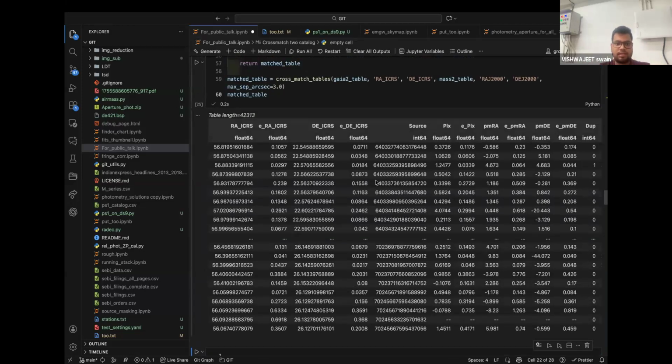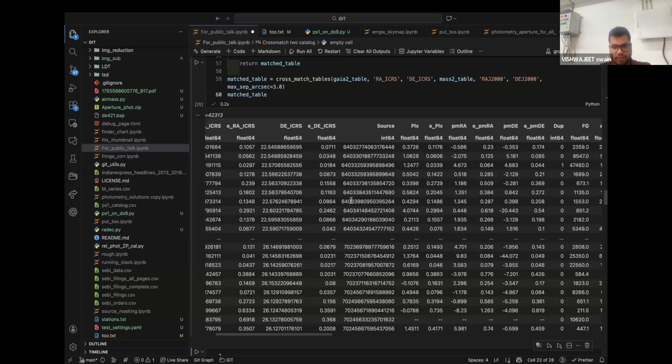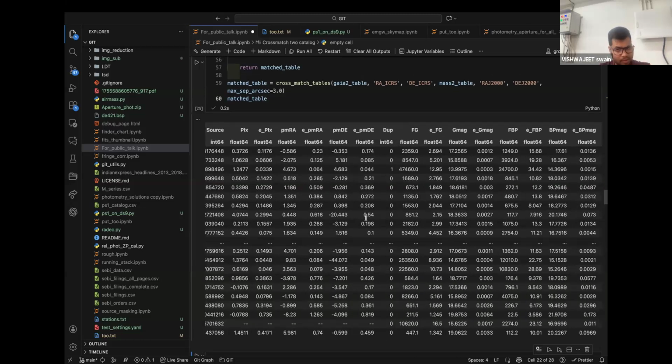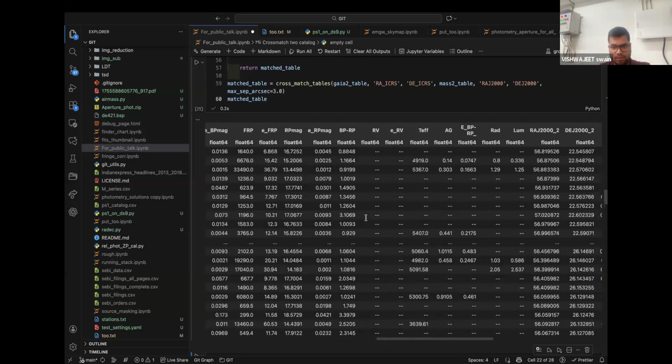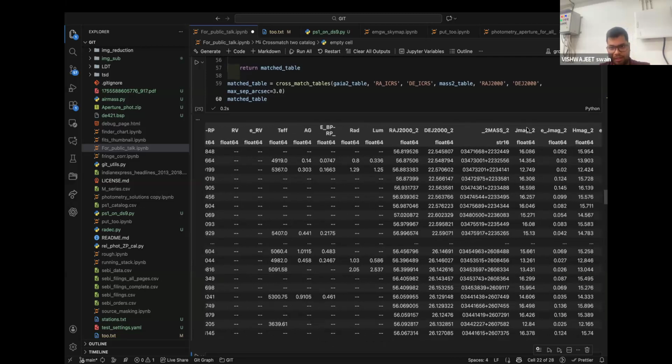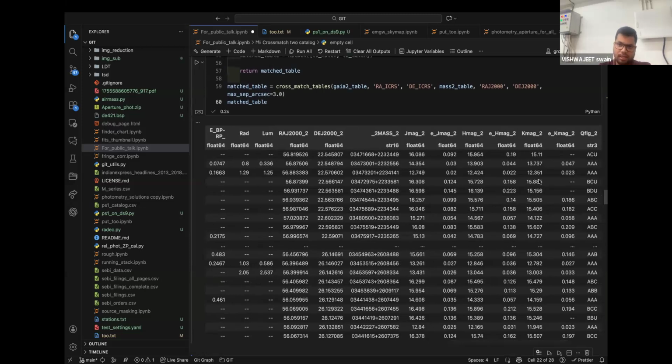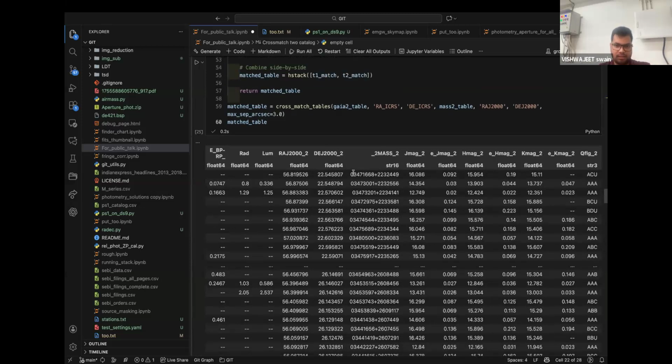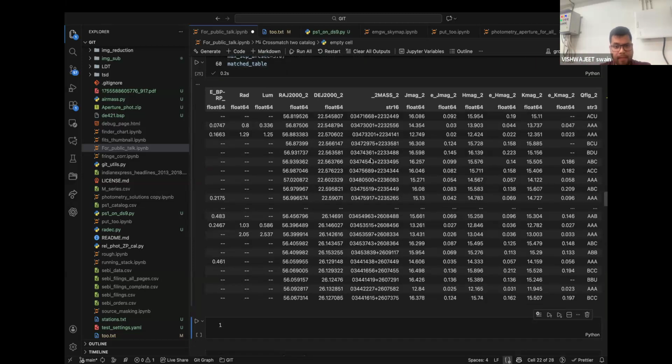So now in the table you can see it is a combination of two different catalogs, and each row corresponds to an individual star or object. In it you can see the values mainly from Gaia, and after that, from here, the values for 2MASS start. In the code I intentionally put an underscore two, so that if there is a common column name, it is not confused. That's why I put underscore two for 2MASS.